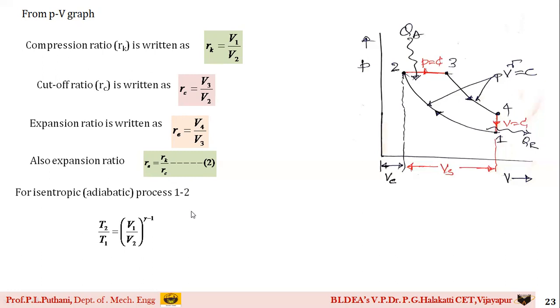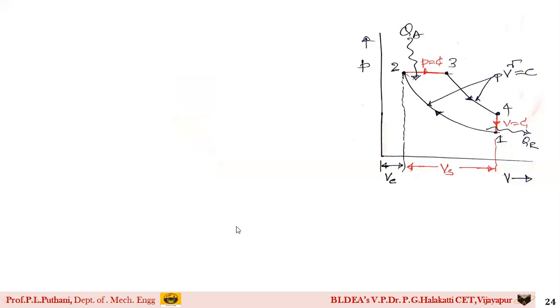Now students, for the isentropic process 1 to 2, I am writing the temperature volume relation, that is T2 by T1 is equal to V1 by V2 raised to gamma minus 1. So what is V1 by V2? Here you can see it is the compression ratio RK. So I can write this expression as T2 by T1 is equal to RK raised to gamma minus 1, or T2 is equal to RK raised to gamma minus 1 into T1. I have written the value of T2 in terms of T1.